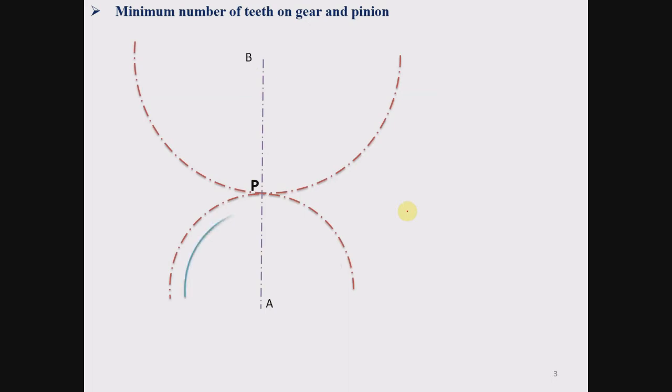Next we draw the base circle for gear 1, which is concentric to pitch circle 1, and base circle for gear 2, which is concentric to pitch circle 2. So draw these two base circles.